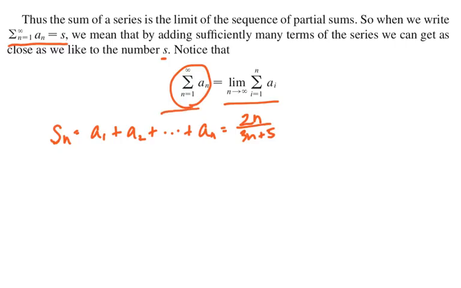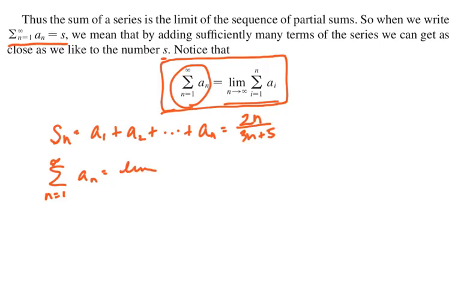So using the statement up here, we're going to play with this a little bit right now. We say the sum from n equals 1 to infinity of a sub n. So we're going to use the fact in the box up here and say that this is equal to the limit as n approaches infinity of the sum S sub n. Now we know that, let's keep the limit, let's go down. So the limit as n approaches infinity, and we know that S sub n is equal to 2n over 3n plus 5.